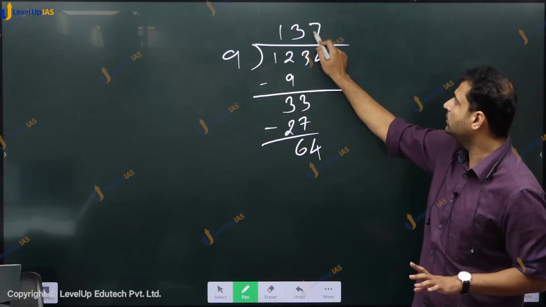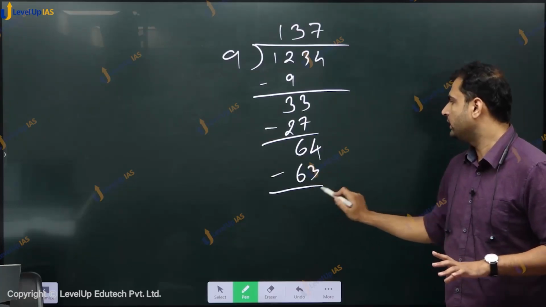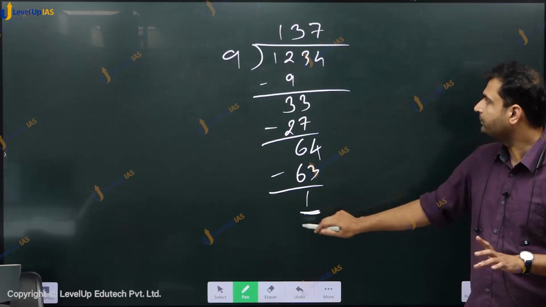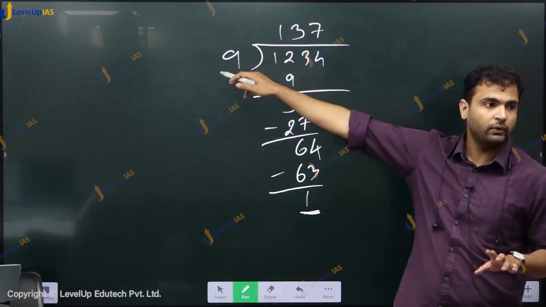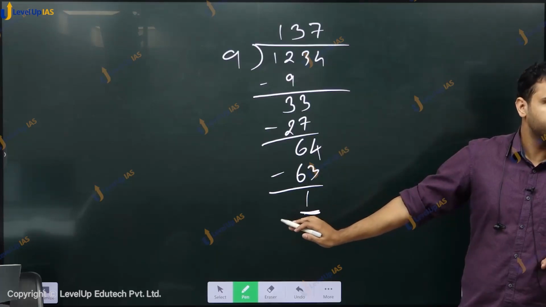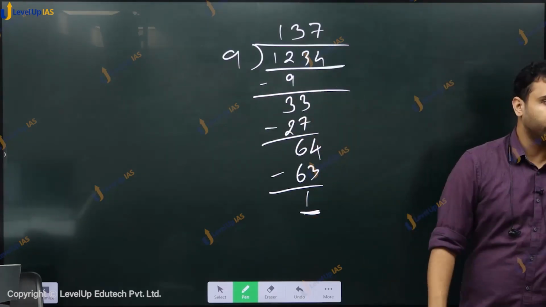We get 9 into 7 is 63. So minus 63, we get 1 as a remainder. When we get this number as lesser than our 9 and there are no more digits remaining, we stop our division process.